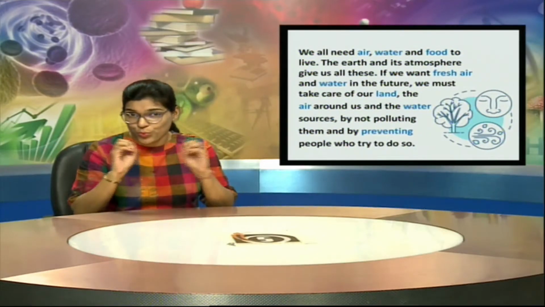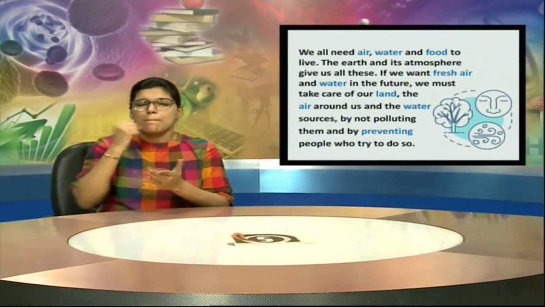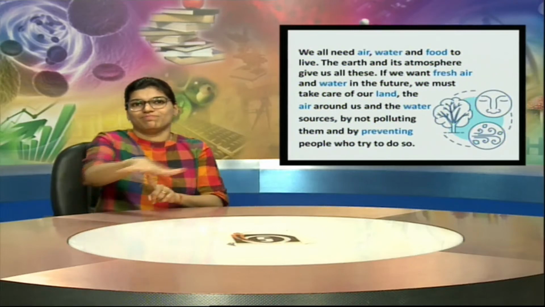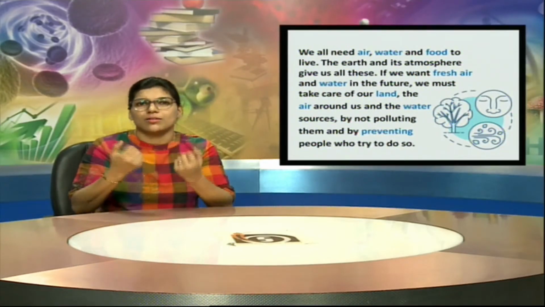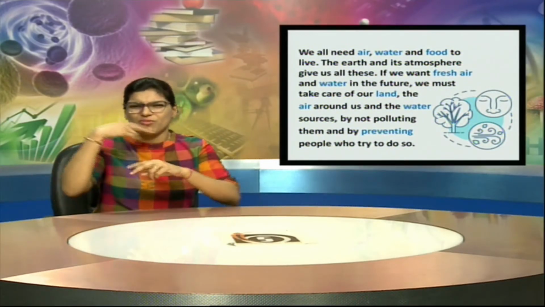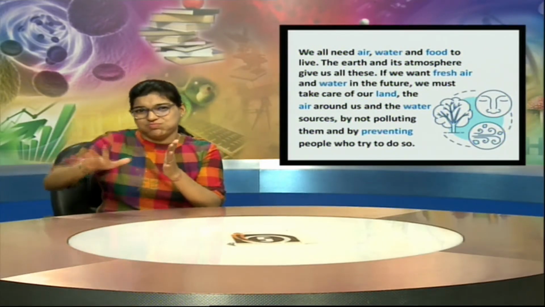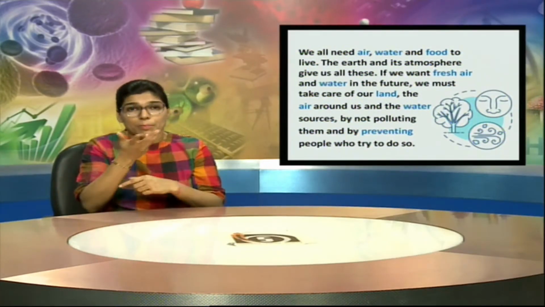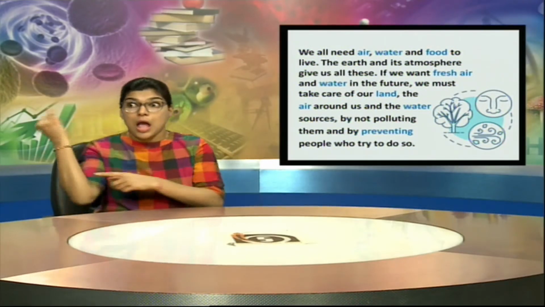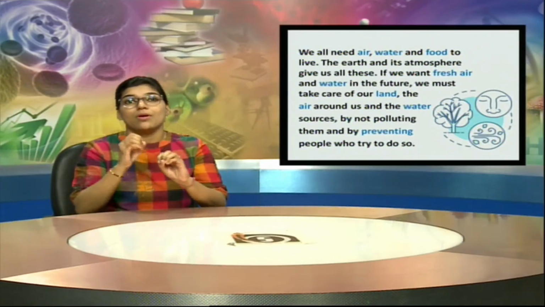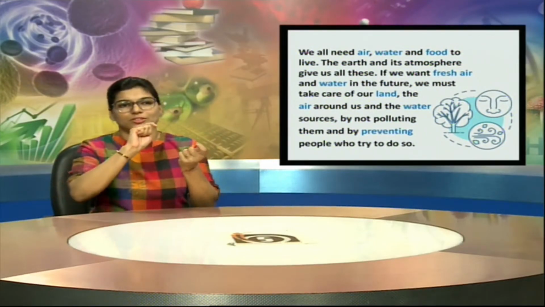And in case we want fresh air and water in future, we must take care of our land, air around us and the water sources, by not polluting them, because there are different factories which throw their polluted material into the rivers, in the water, in the air. We have seen lots of smoke and polluted air. So if we protect our environment, only then we can keep it for our next generation.